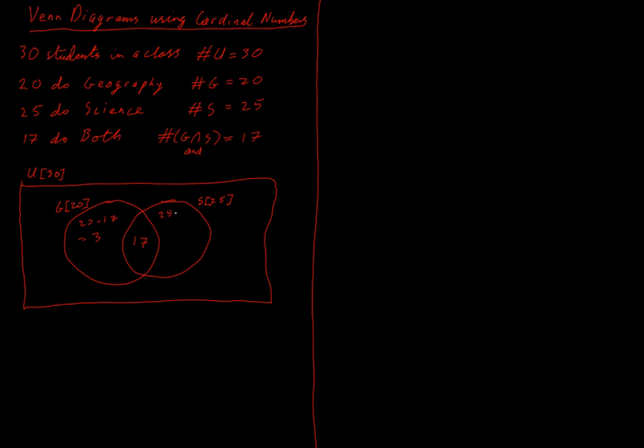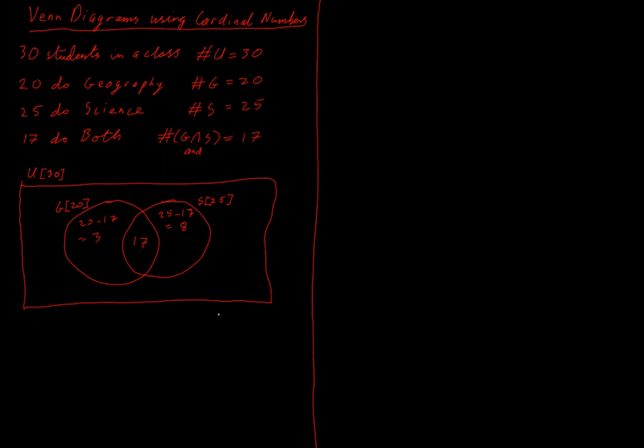Well, that's going to be 25 people minus the 17 who are also doing geography, and we are left with how many people who only study science? That's going to be 8. So there are 8 people who only study science. They don't study geography.